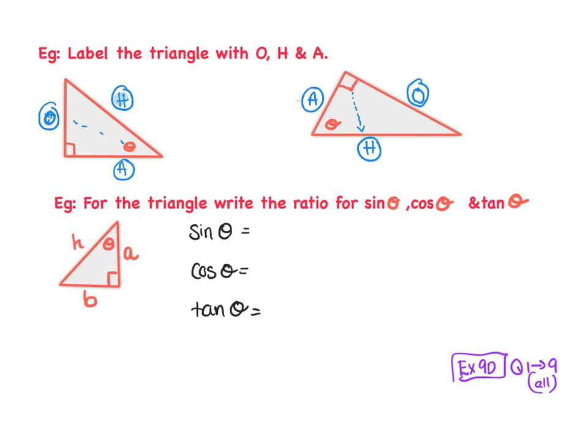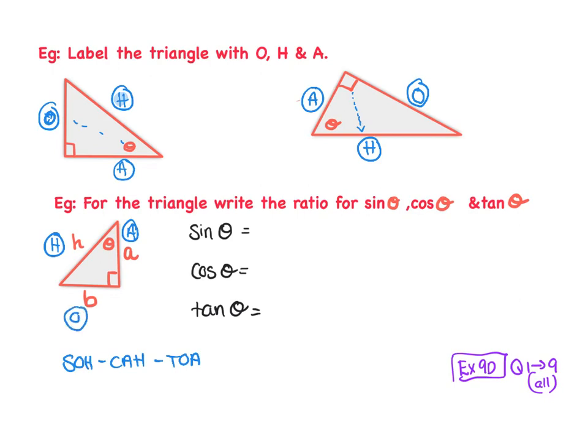Excellent. For the next example, for the triangle, write the ratio for sine theta, cos theta, and tan theta. Here is a time where you might write out Sohcahtoa on your page so you remember. Let's label this triangle first. The H is actually the hypotenuse. That was nice and convenient, wasn't it? What side is this little a? Yes, adjacent. And what side is the B then? Opposite.